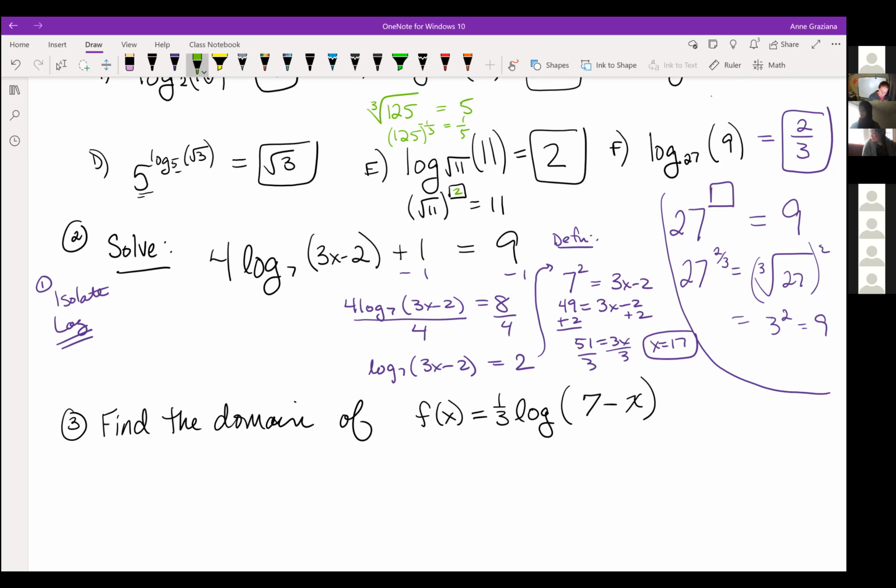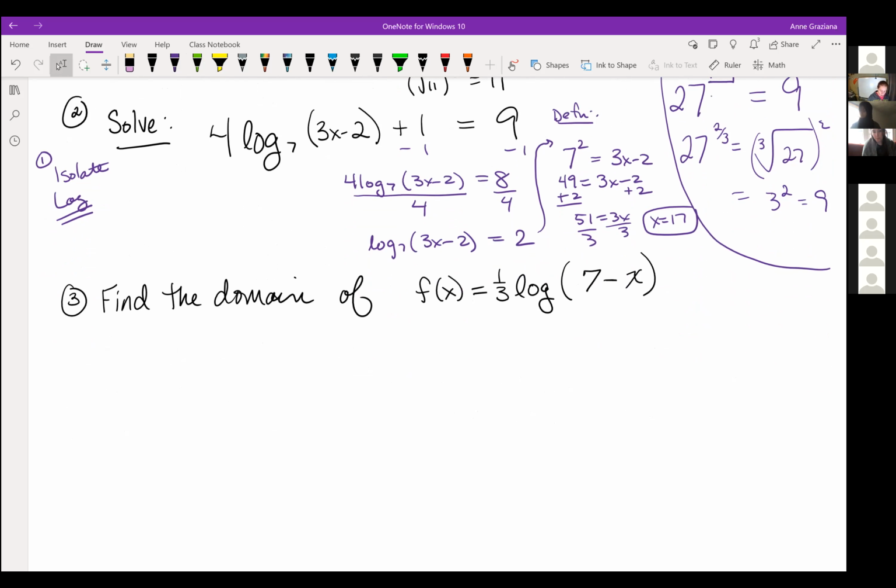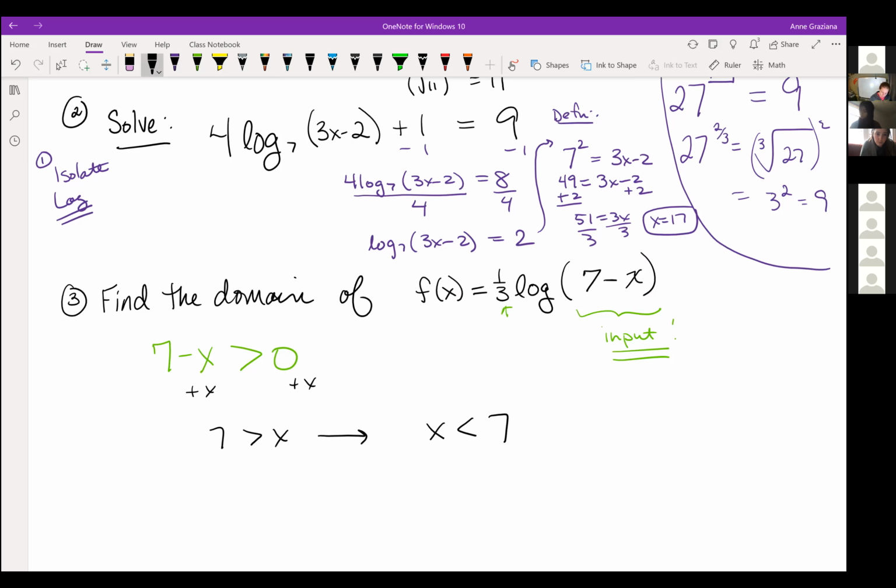All right. Last one is domain. So I put this number in front here, but it really has no bearing on your domain. The domain is just what you're plugging into the function. So this is this part. I'm looking at my input. And my input has to stay positive. So I have to find all the x's that are going to make 7 minus x stay positive. So if I add x to both sides, that means 7 is greater than x. This is the same as saying x is less than 7.